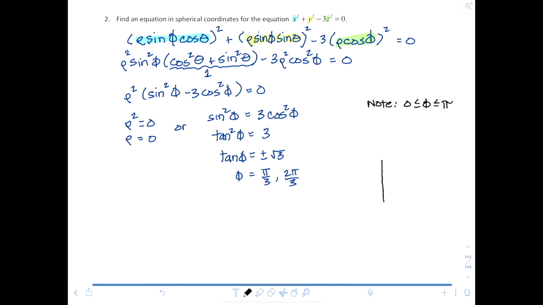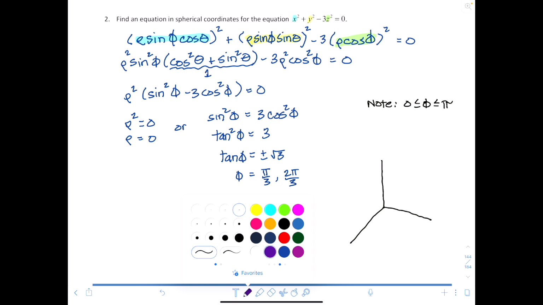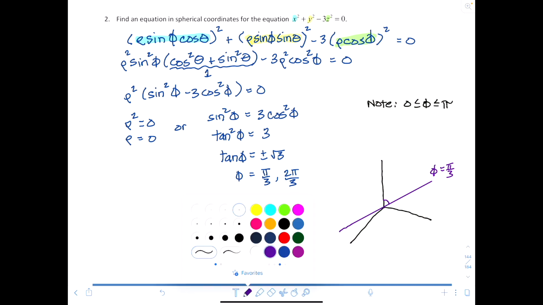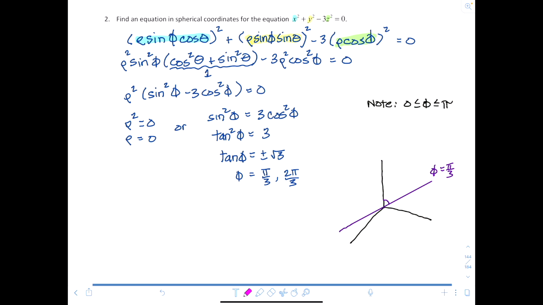So you would end up having something like this, and your first picture for phi equal to pi over 3, right, is going to end up being so that this one would be phi is pi over 3, and then you'd have phi is 2 pi over 3 is going to come down further, right? So this would be somewhere around here.